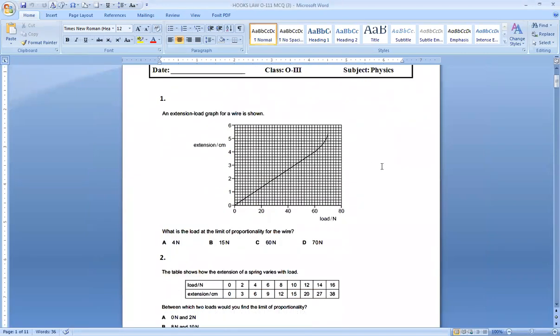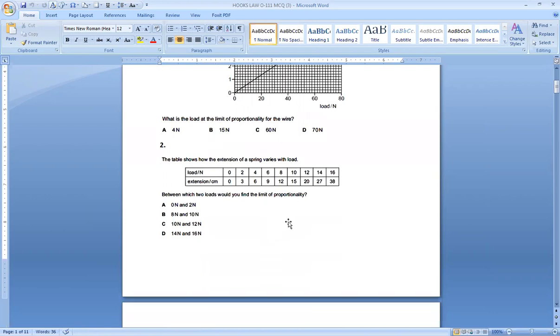Okay, the second worksheet is about Hooke's law, and in Hooke's law, remember, extension and load are directly proportional within the elastic limit. If it does not exceed the elastic limit, the extension and load are directly proportional, and their graph is a straight line. So when a bend is caused, it means we have crossed the elastic limit. In this case, till the load of 60 Newton, the line is straight. So it means after the load of 60 Newton, there is a curve in the graph. So the limit of proportionality is 60 Newton. Option is C.